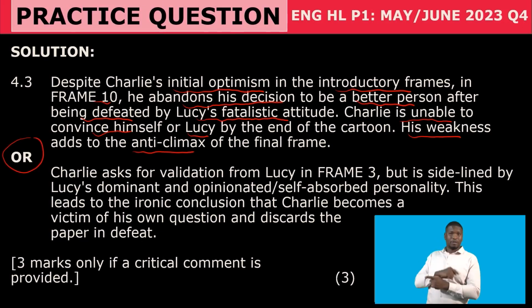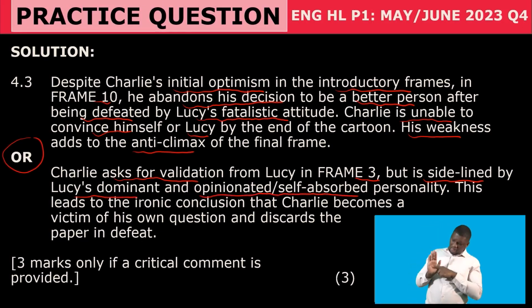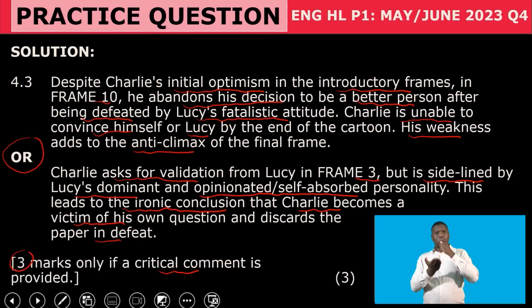Or there's another option. Charlie asks for validation from Lucy in frame 3. He thinks that she will be proud of him. But this is sidelined by Lucy's dominant and opinionated or self-absorbed personality. This leads to the ironic conclusion that Charlie Brown becomes a victim of his own question and he discards the paper in defeat. So here, 3 marks only if a critical comment is made.